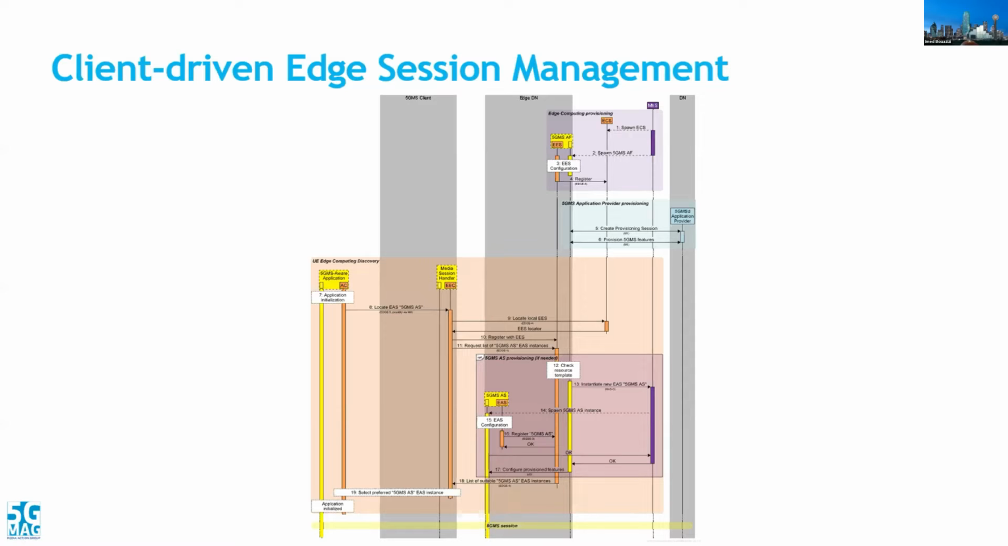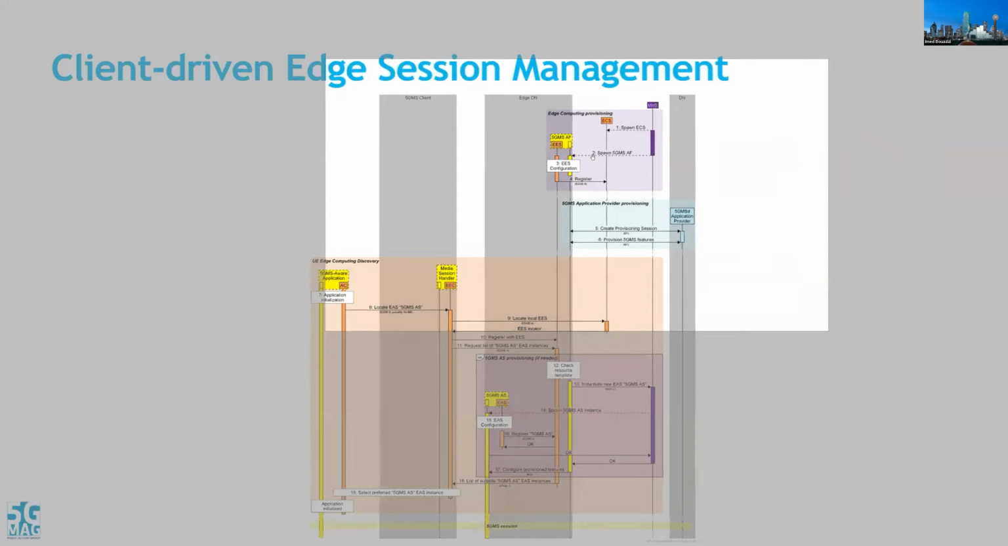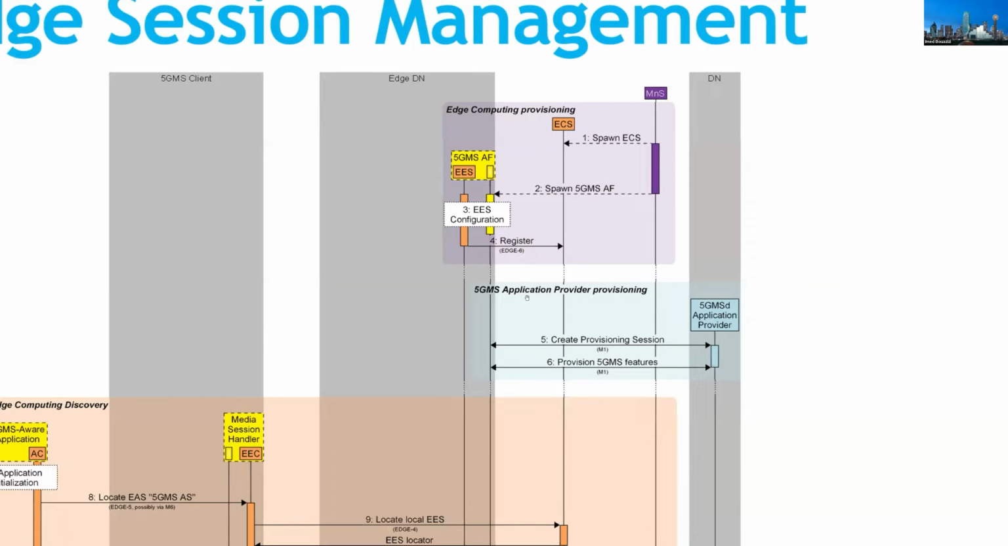One of them is client-driven Edge session management. So in this scenario, the client is driving the session. The client is aware that Edge resources are being used, so it requests Edge resources. Let me see if I can use this magnifier glass. There are always some pre-steps, like application provider provisioning, for instance, indicating that certain sessions would require Edge resources. There is also an internal provisioning for Edge compute resources.